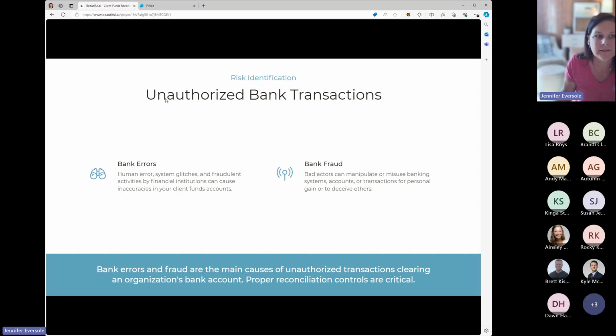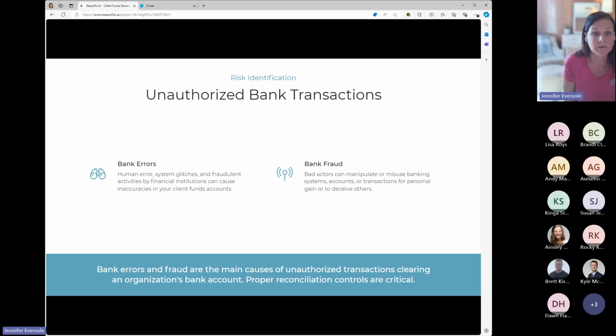The first risk that we've identified is unauthorized bank transactions. Unauthorized bank transactions have to do with bank errors. Banks have employees too, and believe it or not, the bank systems are not perfect. So there's human error, there's system glitches in the bank's core systems, and there could even be fraudulent activities. That certainly has happened before, where a bad actor at a bank may have the ability, if the bank's internal controls aren't sound, to dip into the client funds or your funds. So we need to be aware that banks are not infallible.